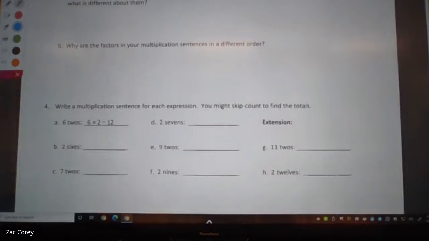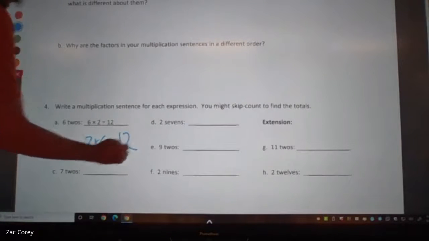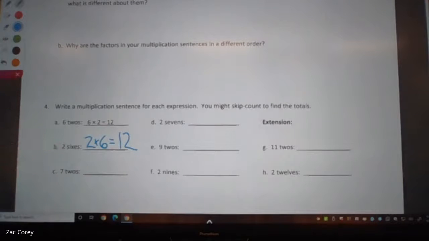Let's do the next one together. 2 6's. All right, 2 6's. That means we want to go 2 times 6. So 2 6's means we're counting by 6 2 times. And like we did up above, 6 2 times just means 6 plus 6, which equals 12. Notice we get the same answers for A and B, but our numbers just get flipped around. You get the same answer in multiplication if you flip them around, but it just depends on the way you write it.